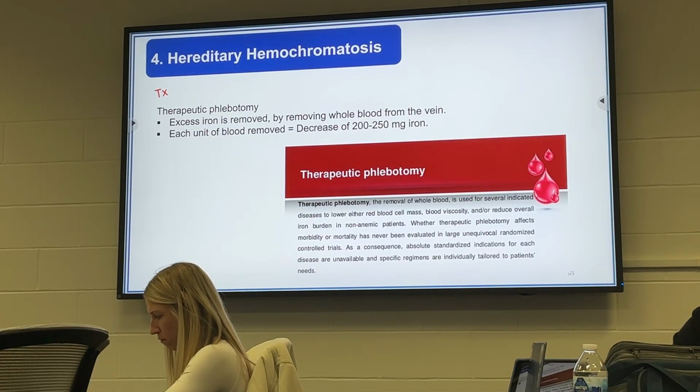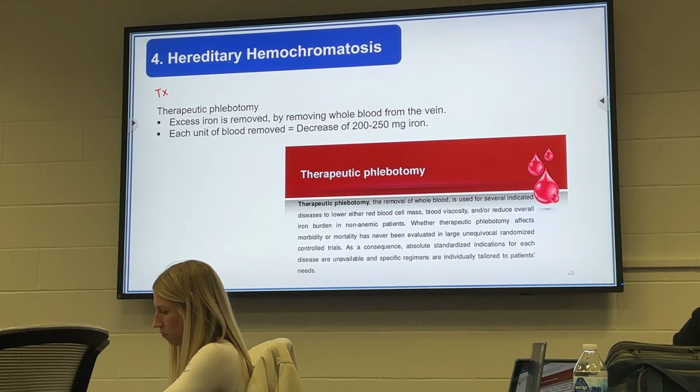One unit of blood removed decreases your iron by 200 to 250 milligrams. So it's effective, and we just got to keep managing your overload of iron.